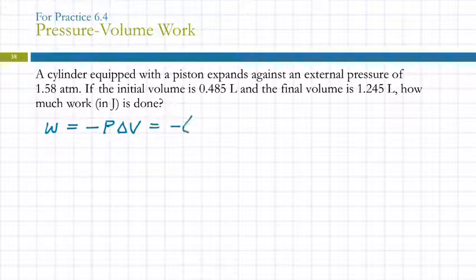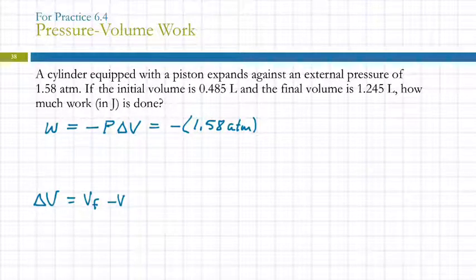We've got the negative in there, and the pressure is 1.58 atmospheres. Now we need delta V. So delta is always final minus initial. So this is the final volume minus the initial volume. So that's going to be 1.245 liters minus 0.485 liters.